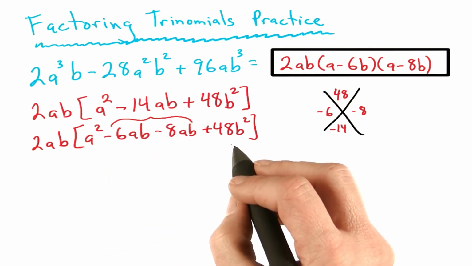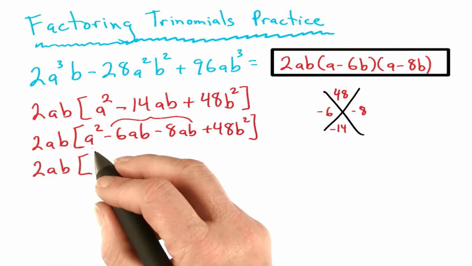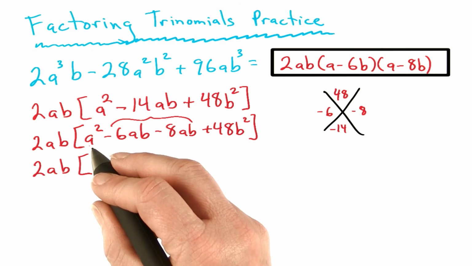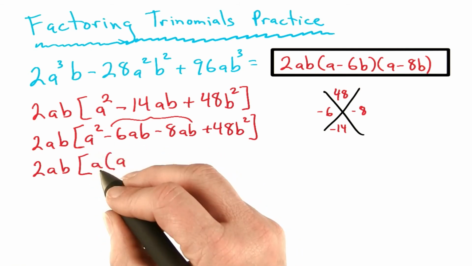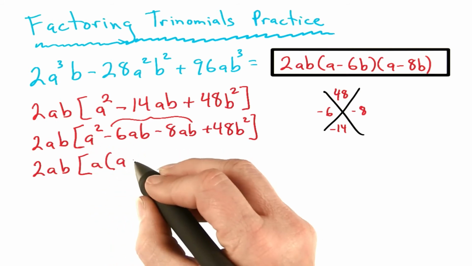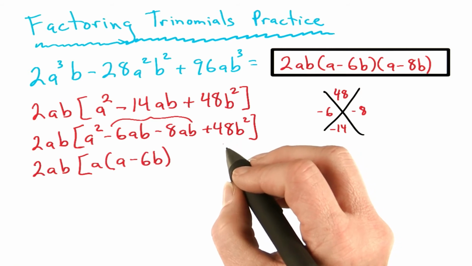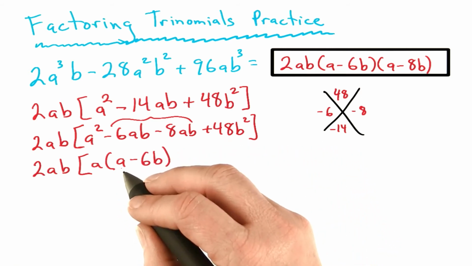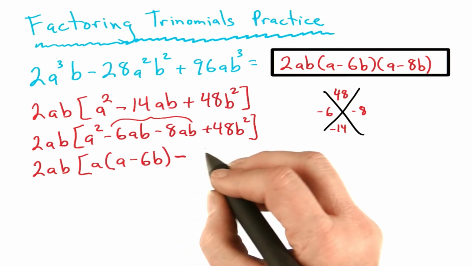Now that I have four terms, I can factor by grouping. Don't forget to carry down your GCF. Now I need to look at the GCF of a squared and negative 6ab, which is simply a. When I factor an a out, I'm left with a minus 6b. Now I need to factor out the GCF of the second two terms. I know I want my first term to be positive and my second to be negative, so I know I need to factor out a negative.